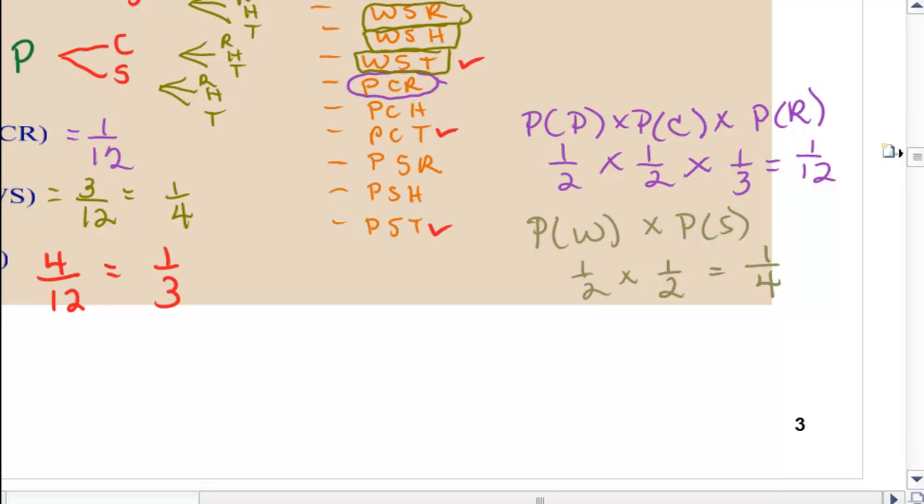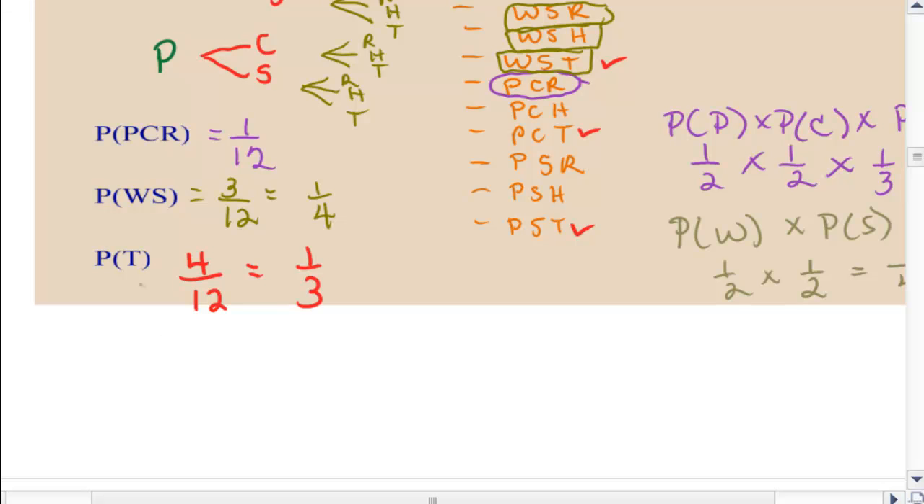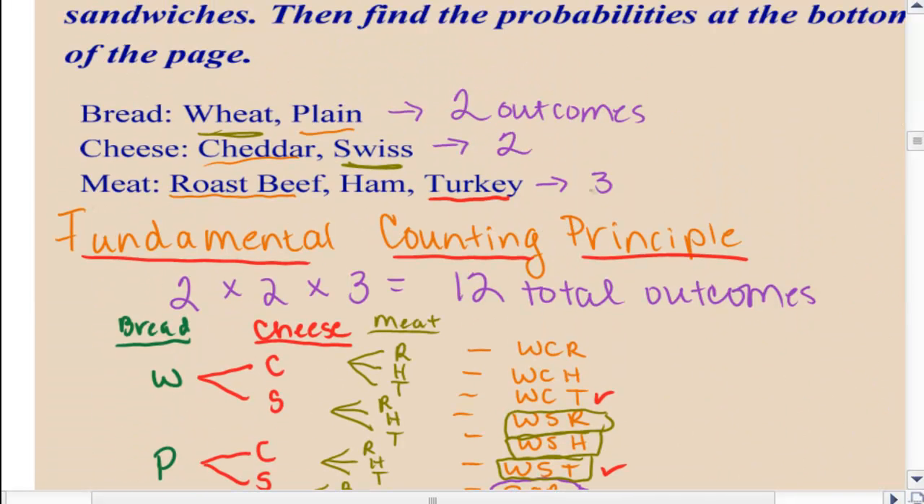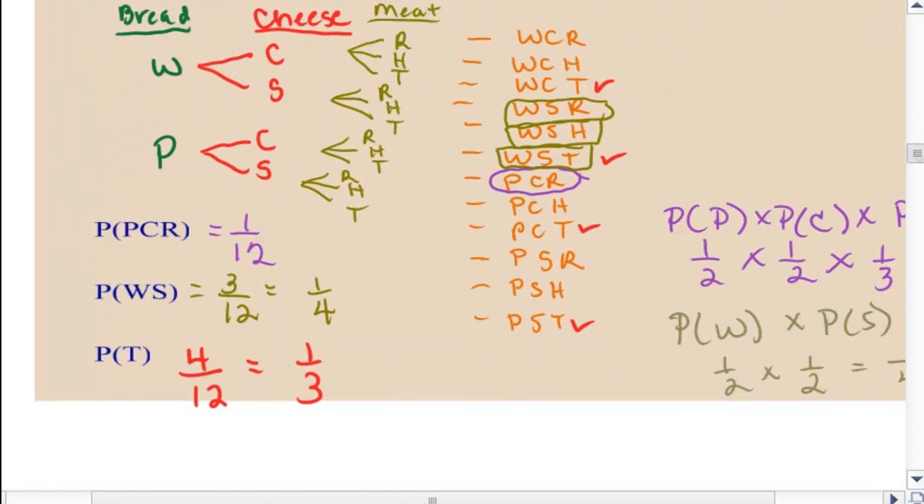1/4. And then if we're looking at the last example, probability of turkey, if we look at the meat, you just look at that one event. It's a 1/3 probability that you'll get turkey out of those 3 options or those 3 outcomes. So that's a much simpler way to calculate probability.